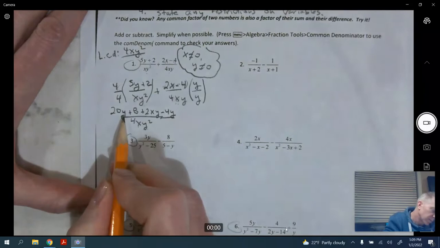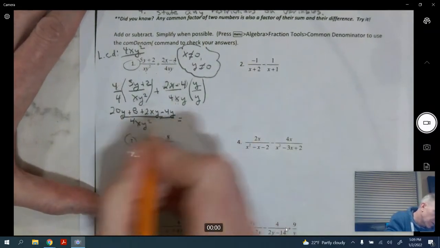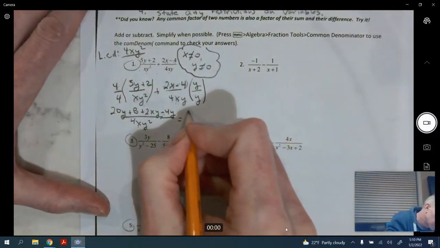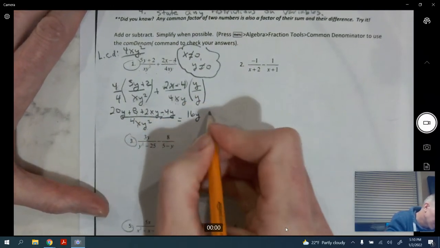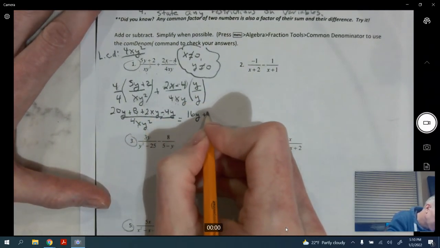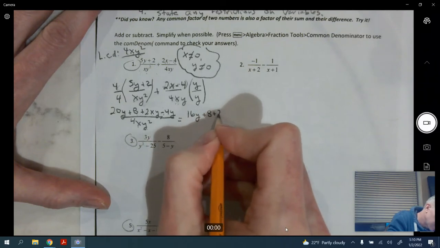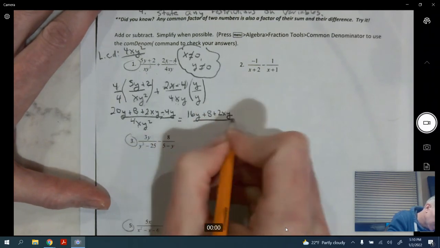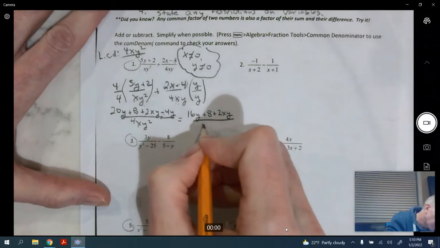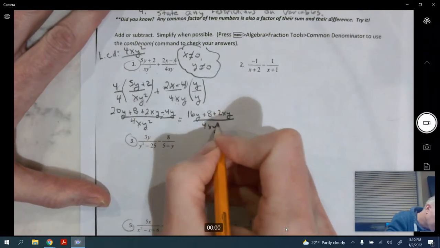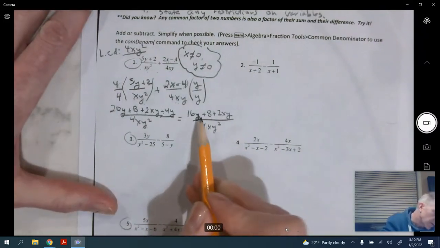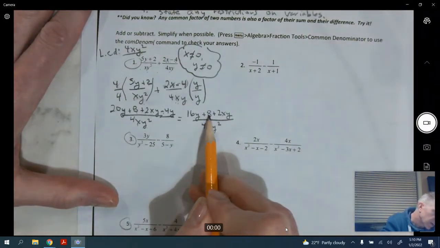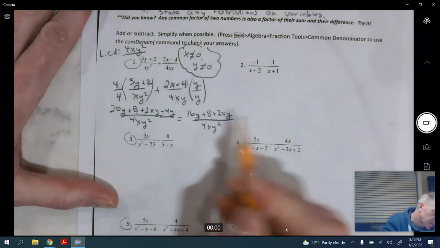Okay, and can we simplify anything in the numerator? 20y minus 4y gives you 16y. And then we've got a plus 8 plus 2xy, and then we've got a 4xy squared. Now, are we done? Well, we're almost done. But we can factor a common factor out of the numerator. We can factor out a 2.